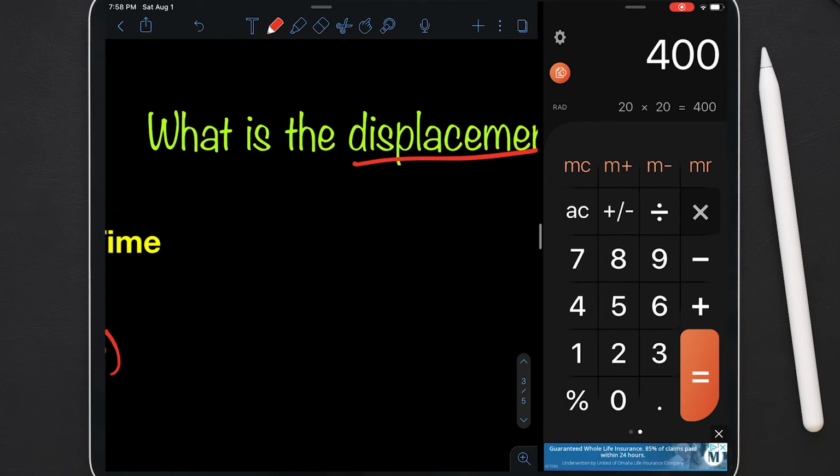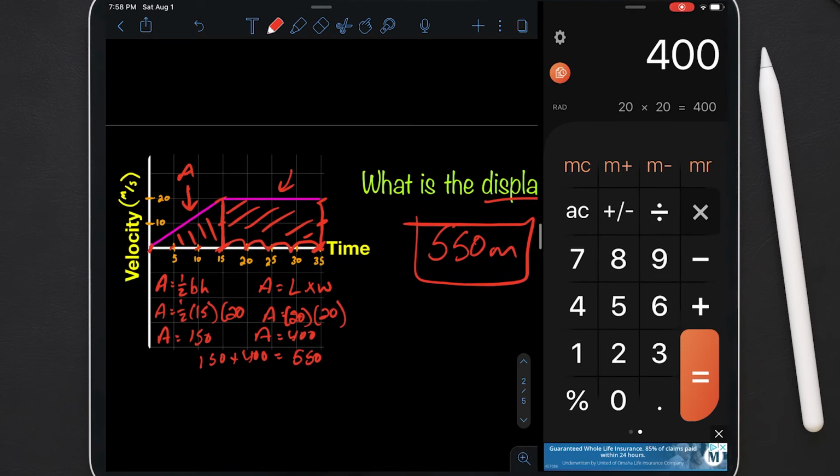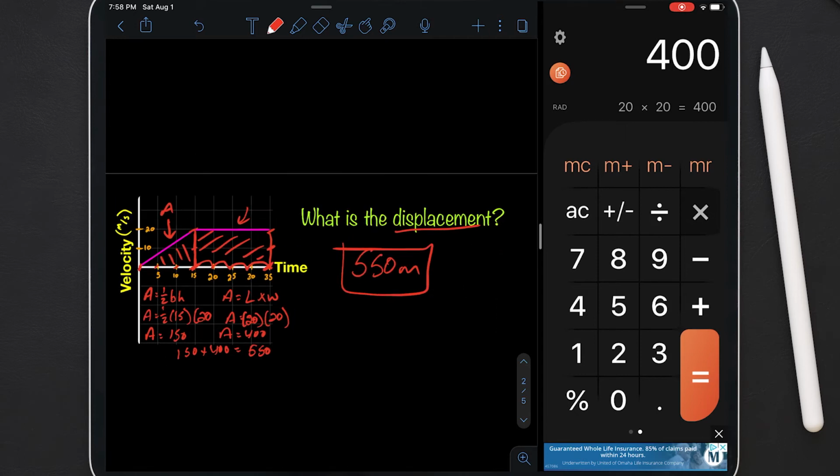So to answer the question, what is the displacement? It is 550 meters. All right, so just by finding the area underneath the line, we got our displacement on our velocity versus time graph. Great.